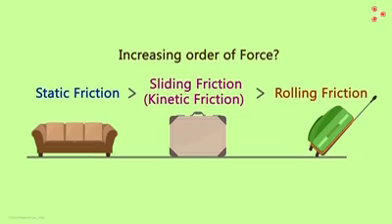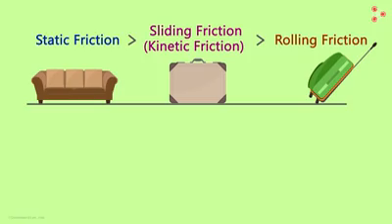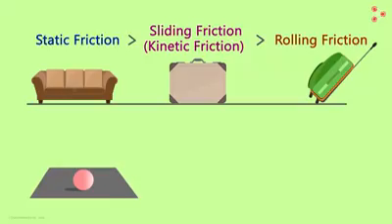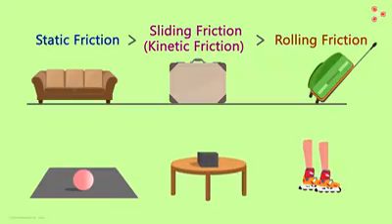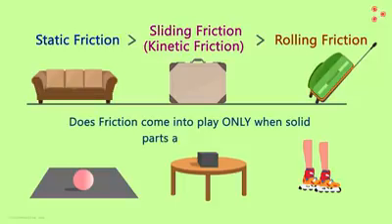In all the examples we've seen so far, we've only considered friction between solid parts: ball on a floor, box on a table, or roller skates on the ground. In all cases, both the objects were solid. Does friction come into play only when solid parts are involved? Is there any other kind of friction we haven't seen yet?